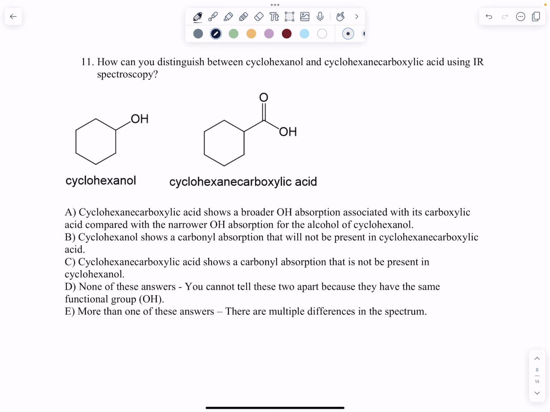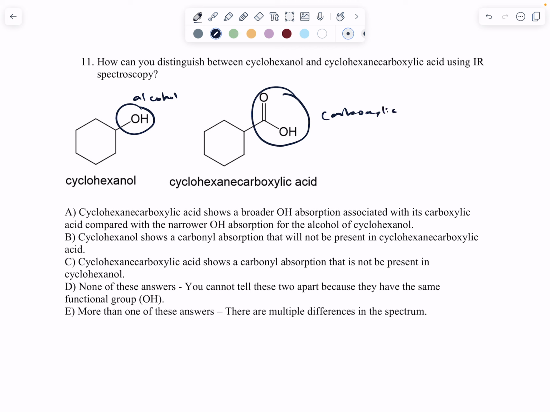Okay. How can you distinguish between cyclohexanol and cyclohexane carboxylic acid using IR spectroscopy? So this is another one I accepted multiple answers on. The first thing I'm looking at when I'm looking at functional groups is that this is an alcohol and this is a carboxylic acid. The only other key peaks that are present usually are the CH peaks, which are usually somewhere around 3,000. But we don't care about single bonds between carbons or anything like that. So the only things we care about are what I have circled and the carbon-hydrogen bonds.